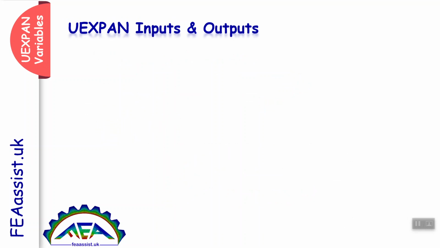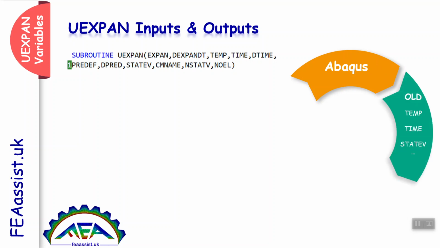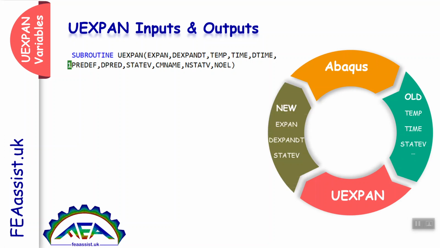UEXPAN variables. UEXPAN inputs and outputs. The UEXPAN subroutine has some inputs, and we need to process them and export an output to Abaqus. In other words, Abaqus computes temperature, time, and state variables. We need to use these variables in the UEXPAN subroutine and define the expansion coefficient and the derivative of the expansion coefficient with respect to time, temperature, and state variables, and return these variables to Abaqus. Again, Abaqus uses these variables to recompute temperature, time, and state variables. This is how UEXPAN and Abaqus interact with each other, which is necessary to understand well in order to write a good UEXPAN subroutine. For example, one of these variables, EXPAN.